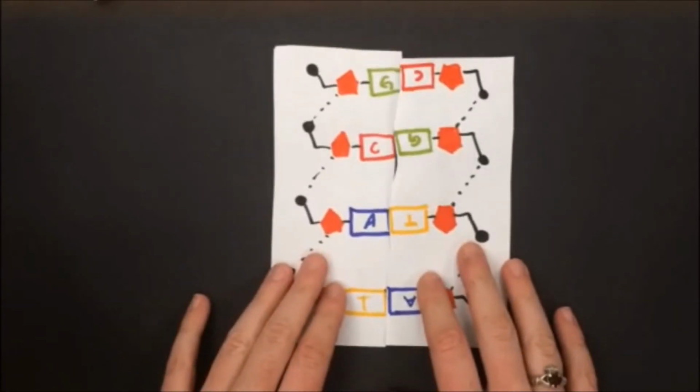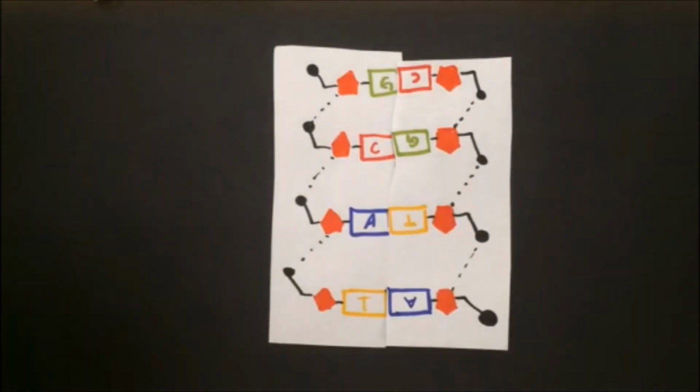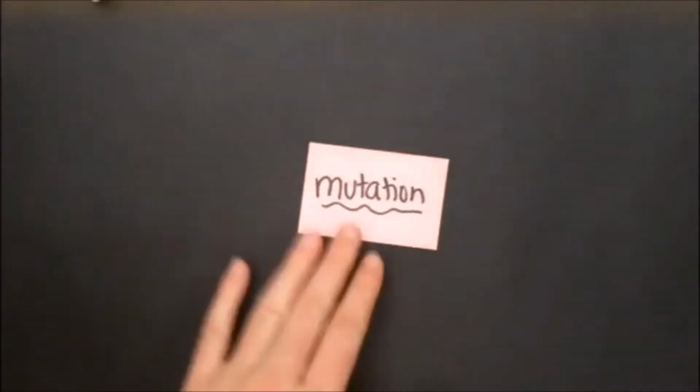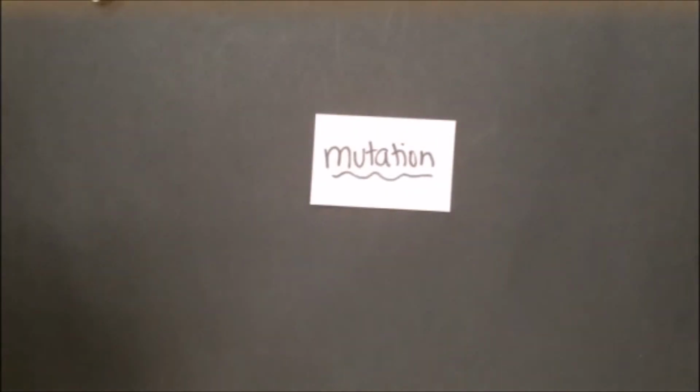When all of this is happening, sometimes stuff goes wrong. Just like when you're texting a friend or typing up a paper, sometimes you make a typo. When we have these typos happen, this is called mutation. Now, mutations get a really, really bad reputation, which is kind of unfair.